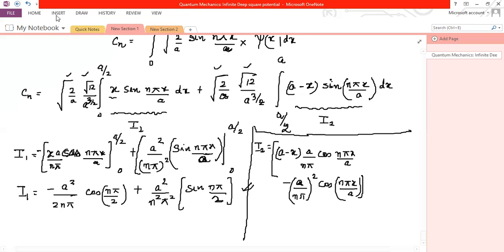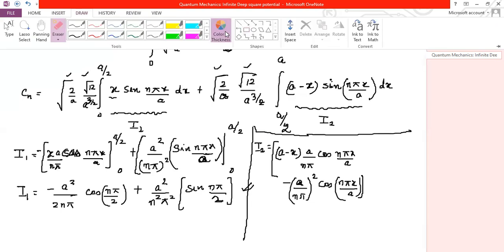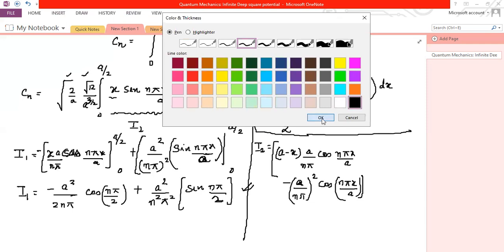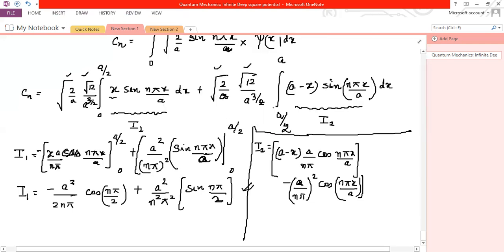Okay. So when I was reversing the limit, I made a mistake here. So you have to take care of that mistake. So this will go, instead of a by 2 to a, from a to a by 2. And this integration goes from a by 2 to a. Okay, the second integral. I mean, the second in the by parts integration.